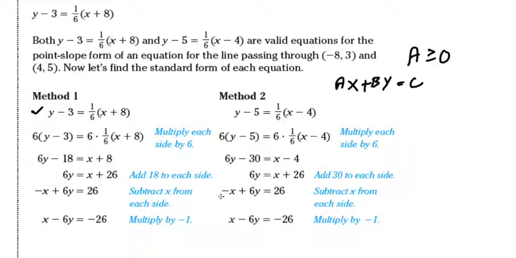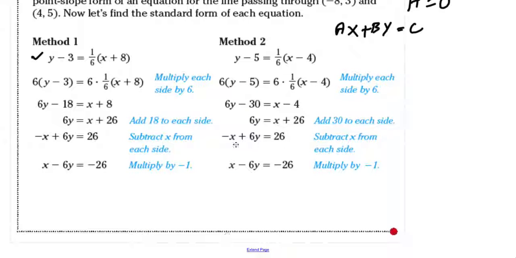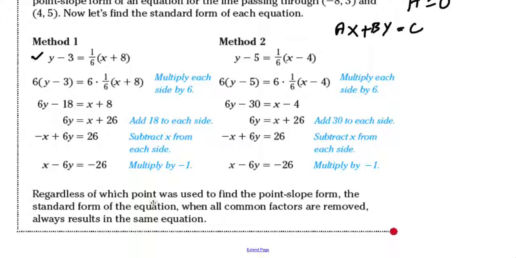Okay? So after you simplify the point slope form of that equation, you end up with the same standard form. Regardless of which point was used to find the point slope form, the standard form of the equation, when all common factors are removed, always results in the same equation. Which also brings us to another point, that any linear equation will have its own unique equation, especially in standard form.